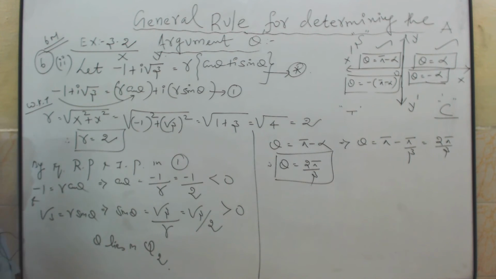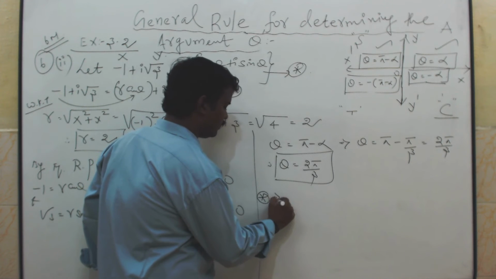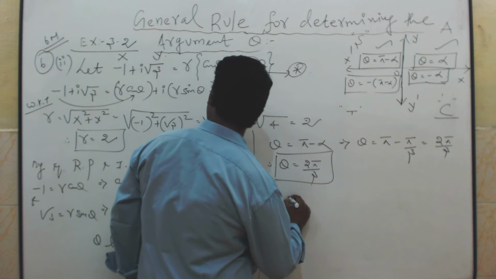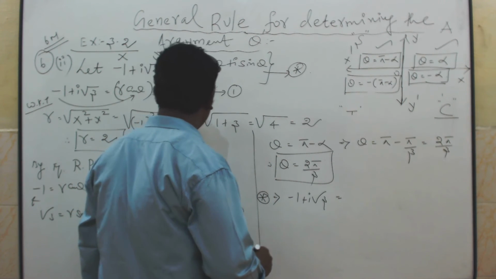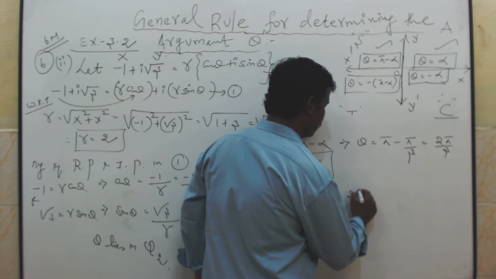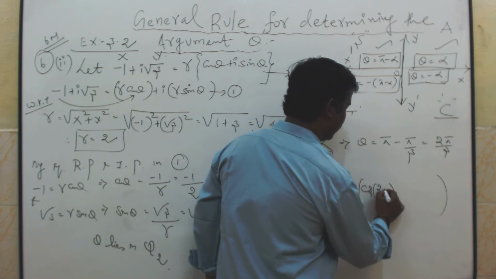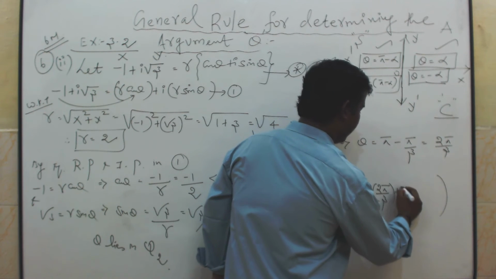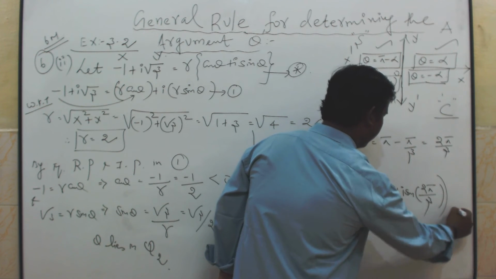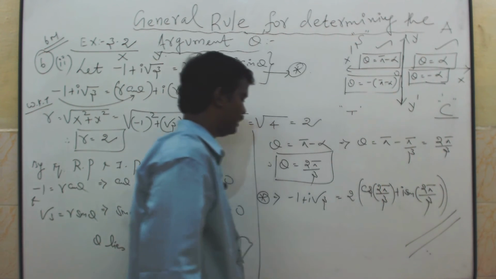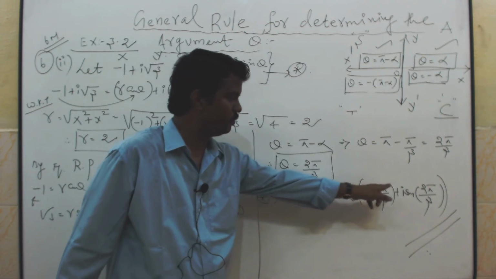The next step is substitute the values of R and theta in star. The star implies -1 plus I root 3 is equal to, what is the value of R? R is 2. Theta is 2 pi by 3. So you will get cos of 2 pi by 3 plus I sin 2 pi by 3. This is the final answer, right? So we have expressed the given complex number in the polar form.